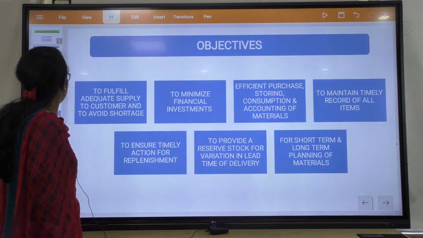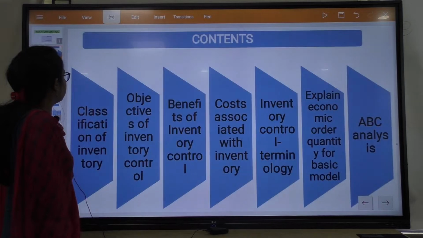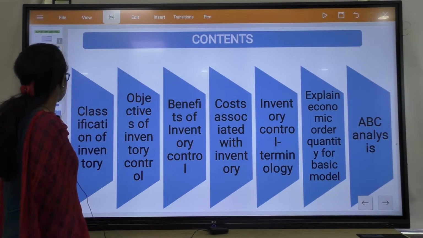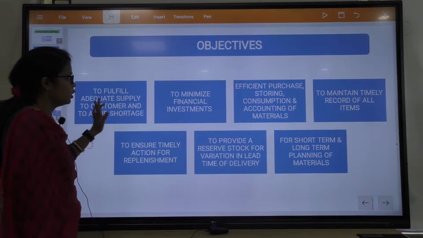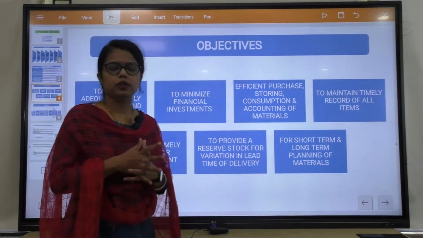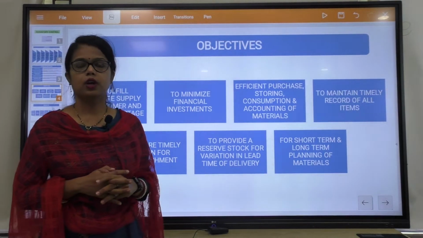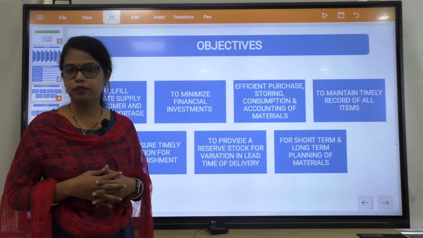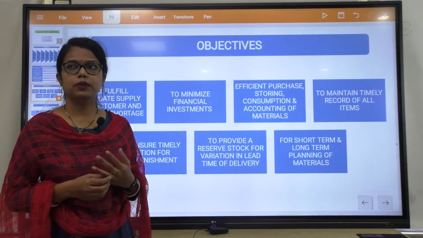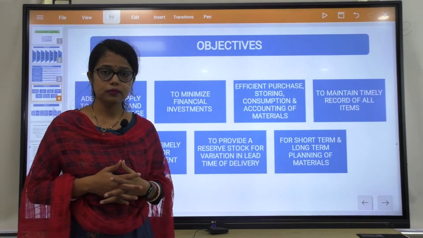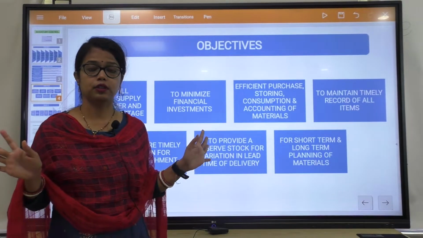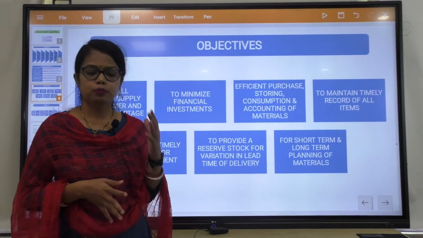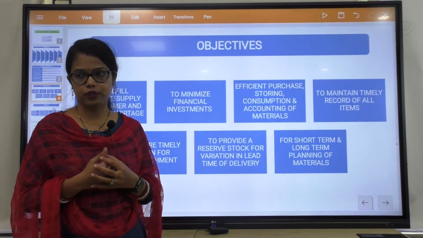Then coming to the next segment of our content, first, the classification of inventory we have completed. The next is the objectives of inventory control. We have understood what inventory is, but the name of the chapter is inventory control. Then what is the requirement of inventory control? Definitely inventory means the parts, whether raw material, finished, semi finished, or those which help in consumption, and tools. The most important things of industries.